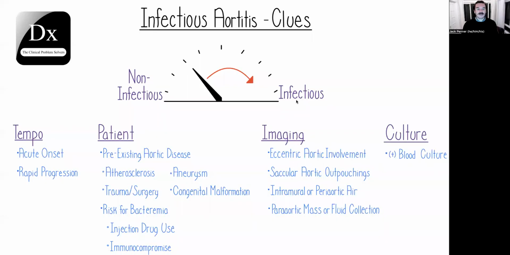All right, so again, as we said, clues to an infectious aortitis, none of them are going to be perfect, but they can help us move that probabilistic needle towards infection. And the four categories we use are tempo, patient, imaging, and culture. And here are some of those things within each of those categories that you can use to help weigh the probability of a non-infectious cause over an infectious cause.